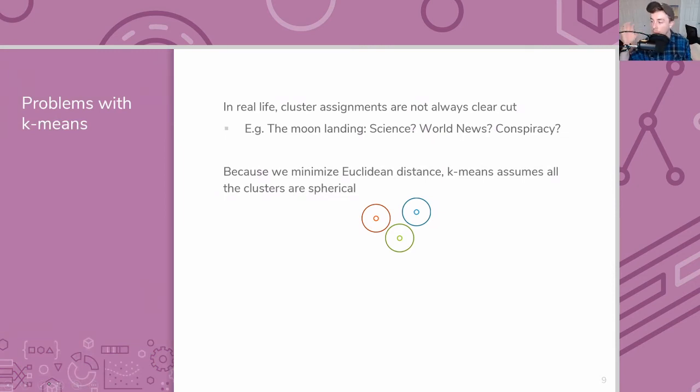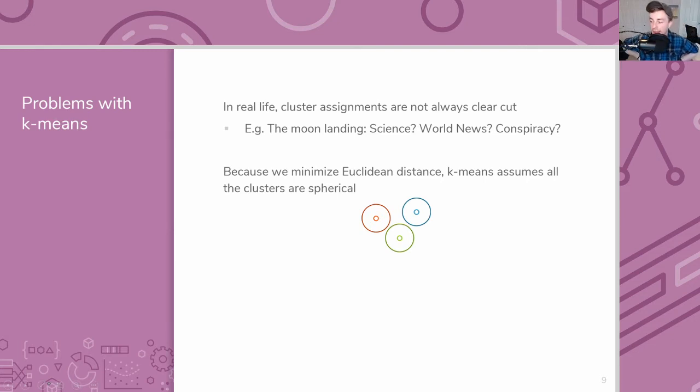Now, there are some problems with the model that K-means assumes. In real life, cluster assignments might not always be so clear-cut. For example, if you take an event like the moon landing, is that an article about science, world news, and maybe some people might call that a conspiracy? So what's the right category for something that fits in a lot of places?